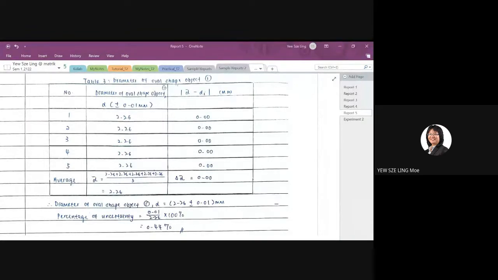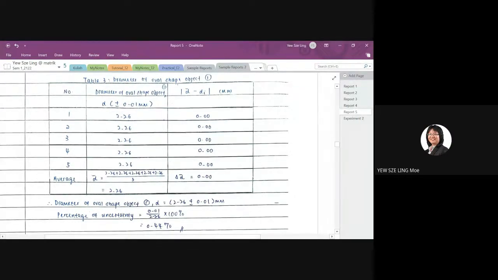Ada? Atau tiada? Habis tiada. Ada. Ada, madam. Oh, ada. Bagus. Okay, so betul atau salah jadual ini? Betul. Betul. Yakin? Yes. Alright. So oval shaped objects, you use a micrometer screw gauge.